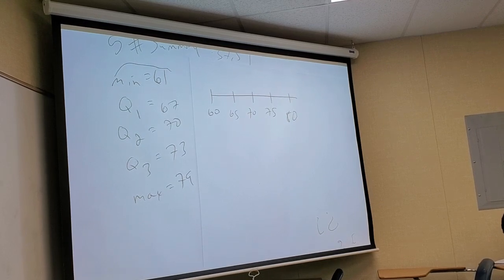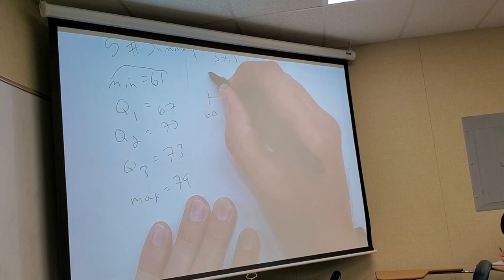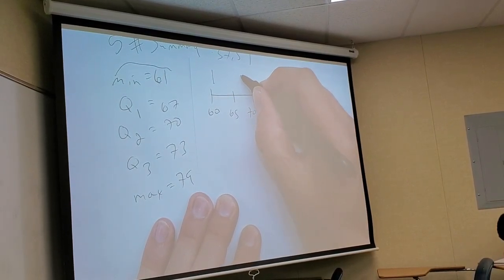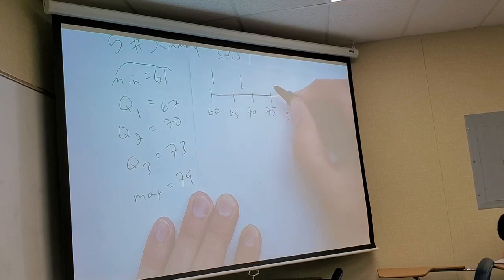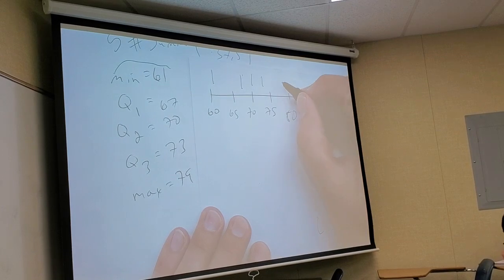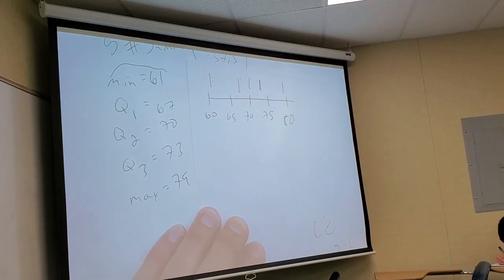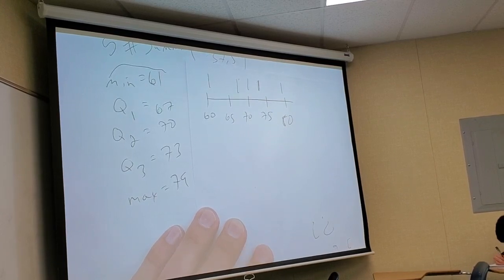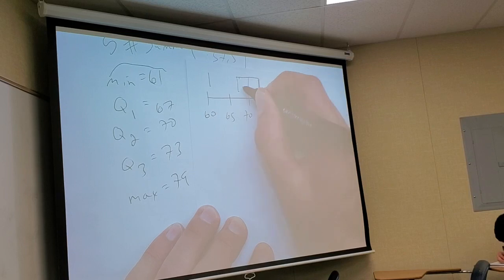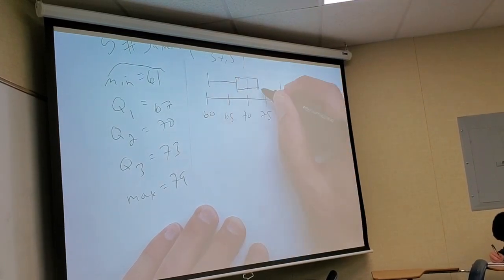So here's what I'm going to do. It's a little different than algebra. I'm not going to put a point. I'm going to put a line above 61. I'm going to put a line above each of these: 67, 70, 73, 79. Kind of scruffy looking, but oh well. The middle 3 makes the box, and then these are the whiskers.